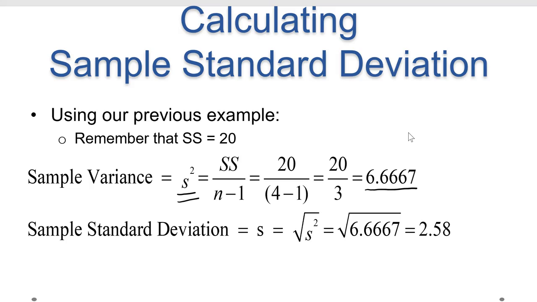To calculate sample standard deviation, we take the square root of 6.667, and that gives us 2.58. This is our sample standard deviation, S, 2.58. The interpretation for this sample statistic, S, from our data set of 1, 3, 5, and 7, is that the average distance of the scores from the mean is 2.6 points.